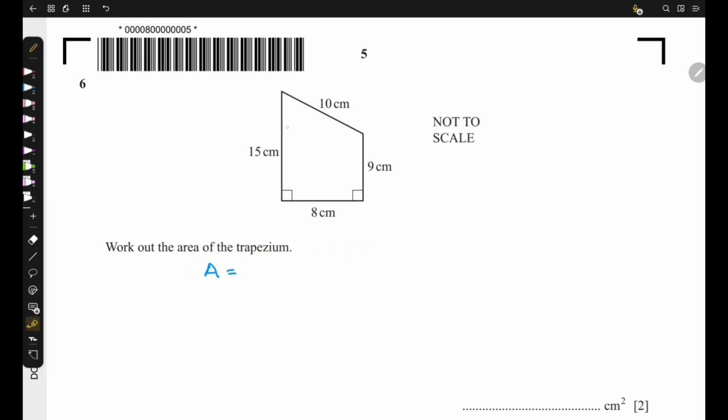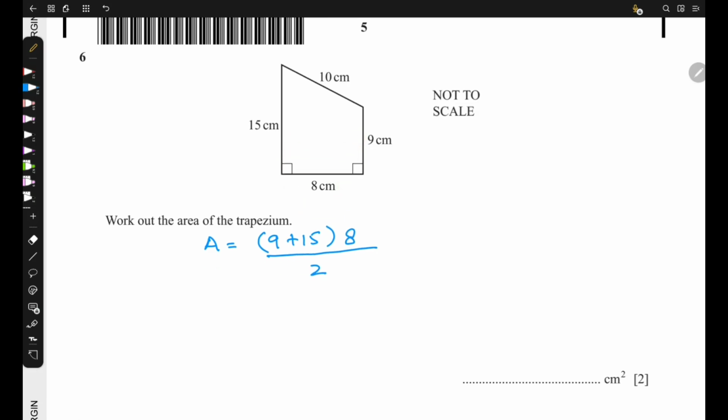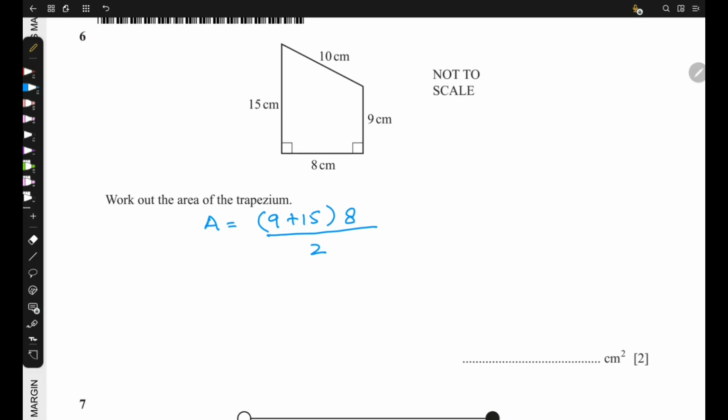The parallel sides are these two, 9 plus 15, multiplied by the height. The height means the distance between the two parallel sides, which is 8, and divided by 2. So if we solve it, we will get 96 as our final answer.